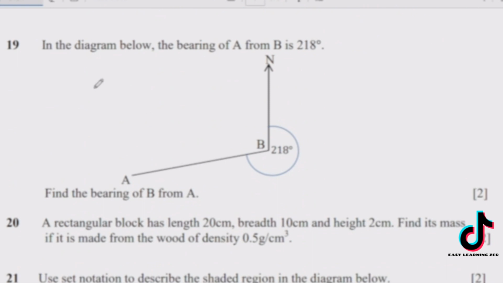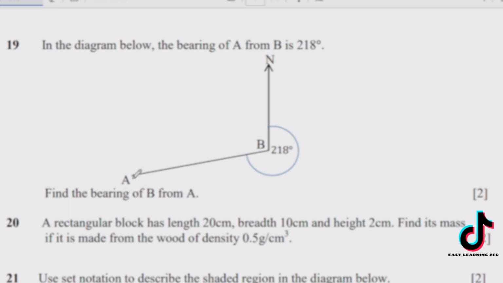Question 19 is as follows. In the diagram below, the bearing of A from B is 218 degrees. Find the bearing of B from A.